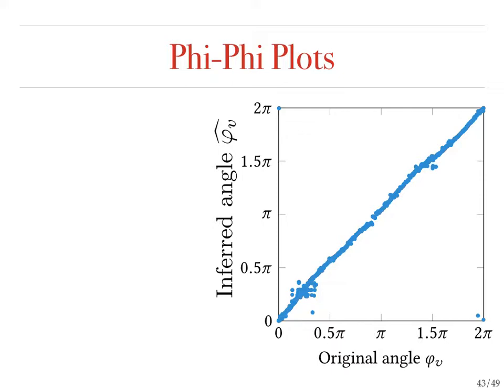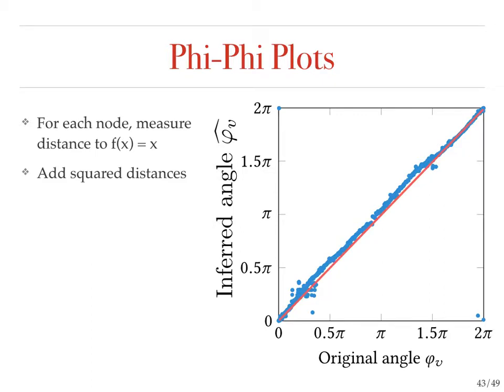But again, we have 6,000 graphs, so we can't look at 6,000 plots. So what we need to do is boil down this plot into a single number. For every node, we measure the distance of the node to the linear function f(x) = x, which is the red line. We add the squared distances up and divide by n to obtain the average squared error of the embedding.